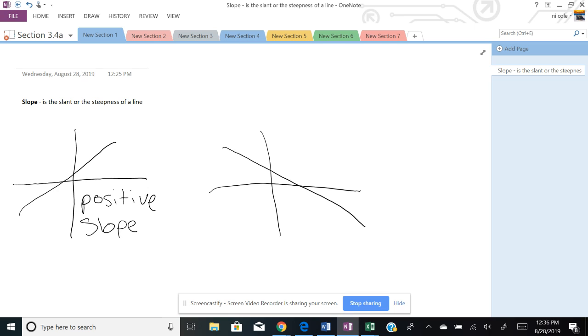So if the graph is going up as you go from the left-hand point to the right-hand point, that means it is positive. Now, if you look at the other one, that is a negative slope. Because if you start at the left-hand side and go to the right-hand side, you are going down a hill. So that makes it a negative slope.